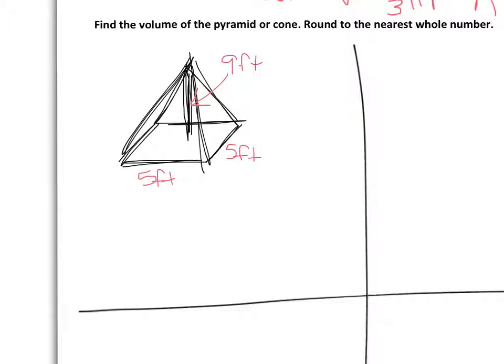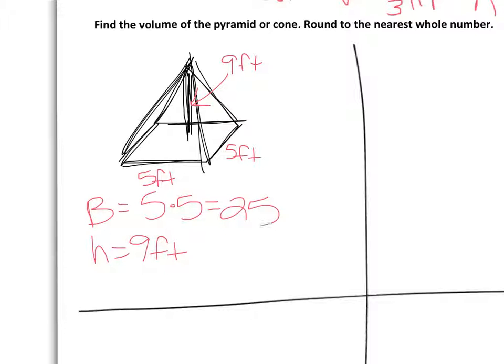So to find the volume of a pyramid, I need two things. I need the area of my base, and I need the height. The height's really easy to find. What is the height of this pyramid? 9 feet. What shape is my base? It's a square. And how do you find the area of that square? 5 times 5. So the area of my base is what? 25. The area of my base is 25.